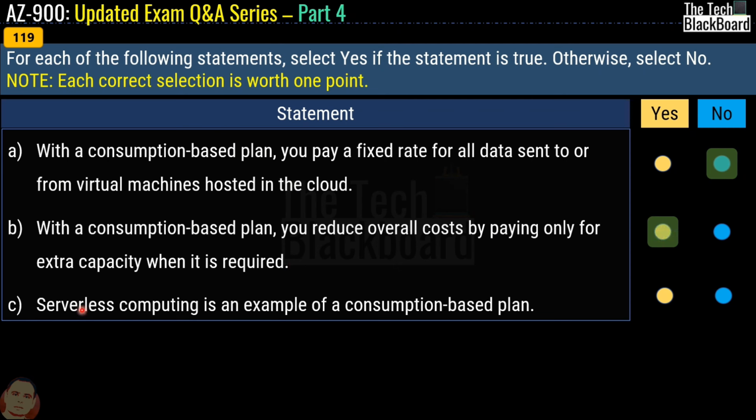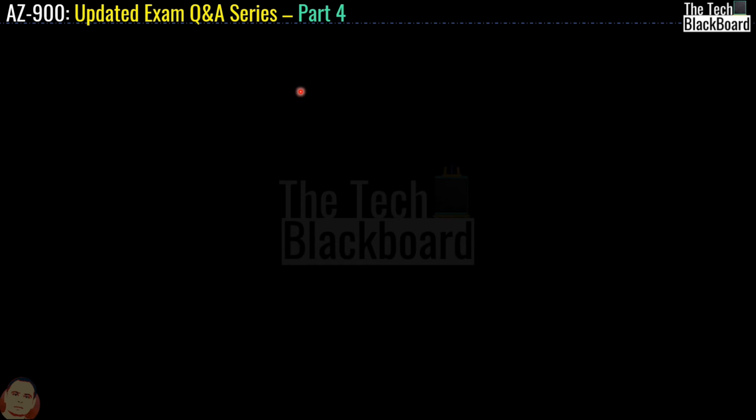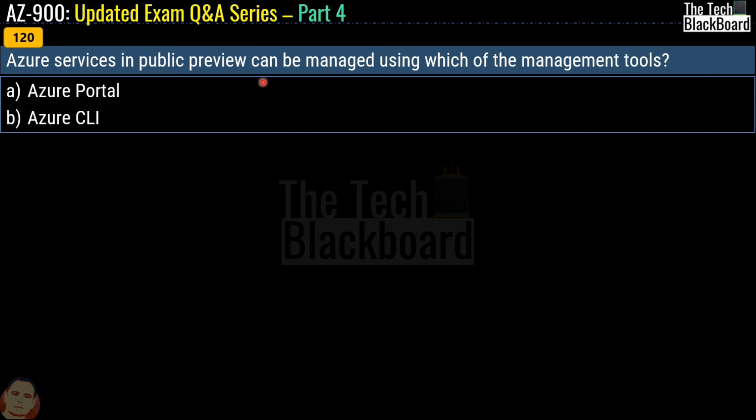And then we have the third statement which says serverless computing is an example of consumption-based plan. The correct answer for this one is yes. Now let's read question number 120. The question says that Azure services in public preview can be managed by using which of the management tool? Your options are Azure Portal and Azure CLI. The correct answer for this question is option A and option B as well.